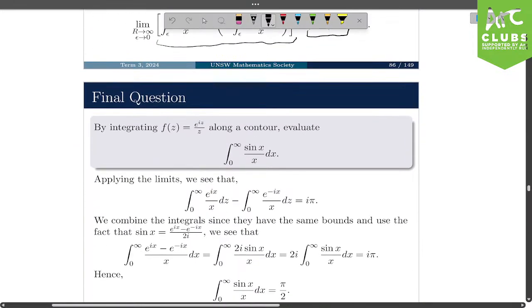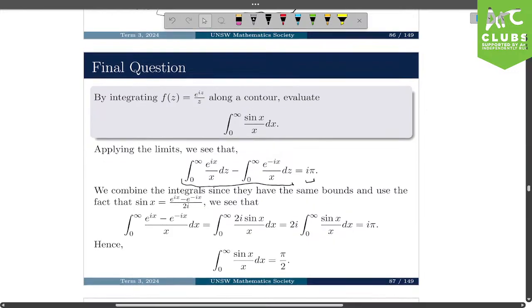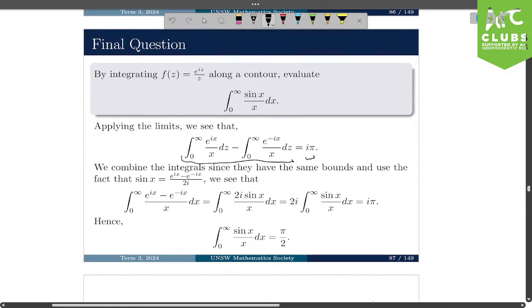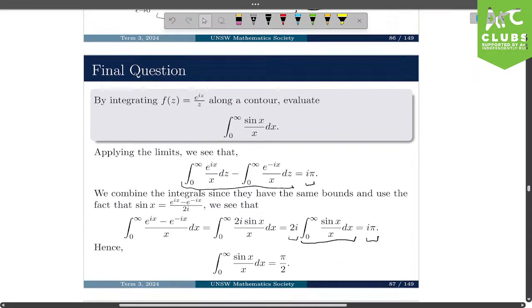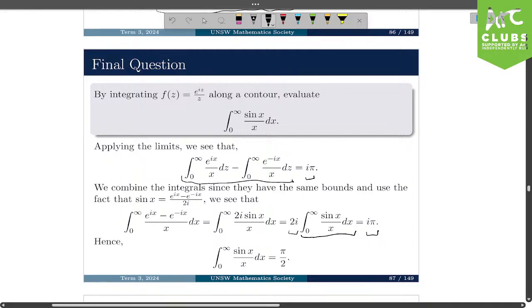So finally, wrapping things up, we've got these two summing together equaling i pi. And when we combine them, we see that the sum of the integrand is e to the ix minus e to the minus ix over x, which is 2i times sine x over x. So we get that 2i times the integral that we want, from 0 to infinity of sine x over x dx, is equal to i pi. And finally, dividing through, we get that the integral from 0 to infinity of sine x over x is pi over 2.